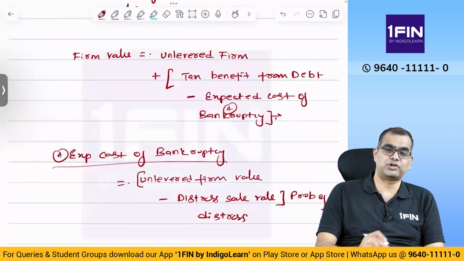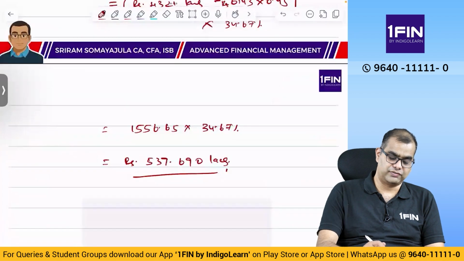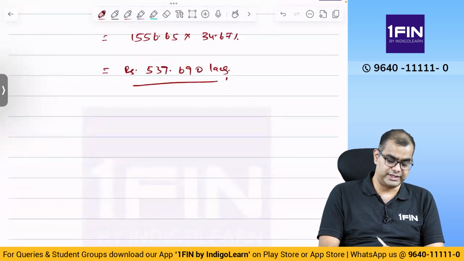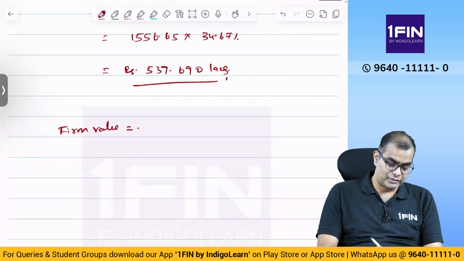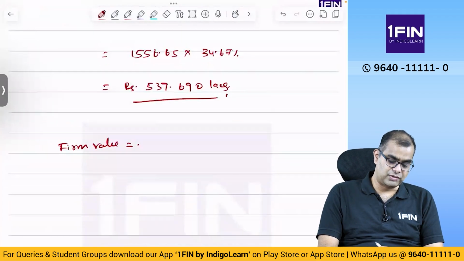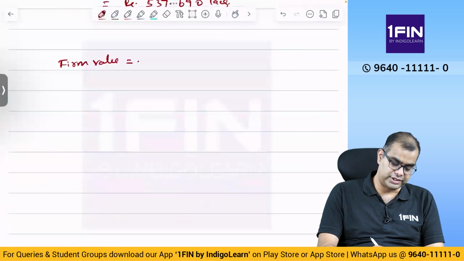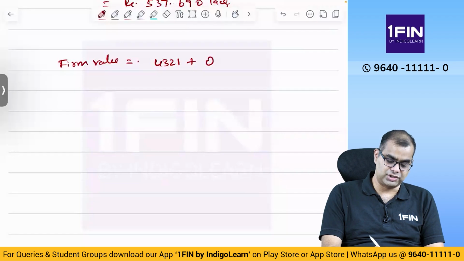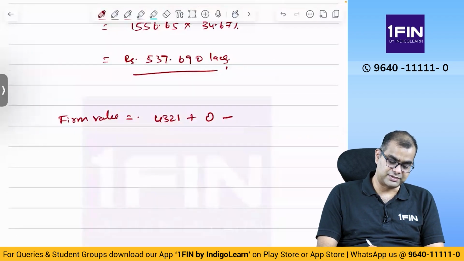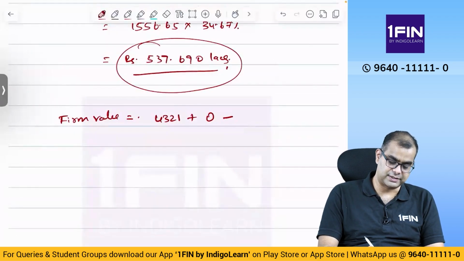Now, this A is substituted in the overall number. So, firm value is equal to, and again here also we do not have any debt. If there is debt, eventually you will subtract the value of debt. Firm value equals unlevered value. What is the unlevered value? We have here 4321, plus the tax benefit from debt, which is 0, minus the cost of bankruptcy. What is the cost of bankruptcy? This is the cost of bankruptcy, minus 539.690.